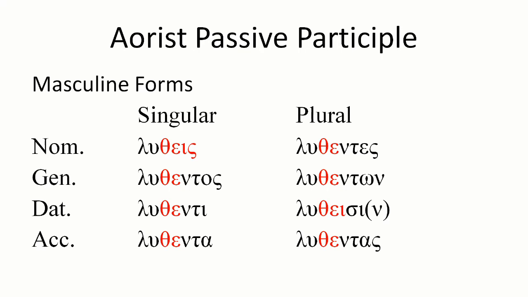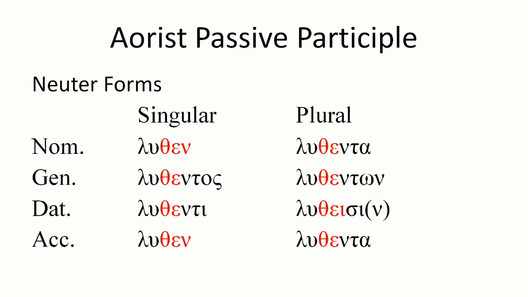Then from there on, you know the pattern, right? Dative, luthenti, accusative, luthenta. Plurals, luthentes, luthenton, luthesi, that funny dative plural there, be careful of that one. And then accusative plural, luthentas. Once you know the masculine, the neuter becomes very easy.